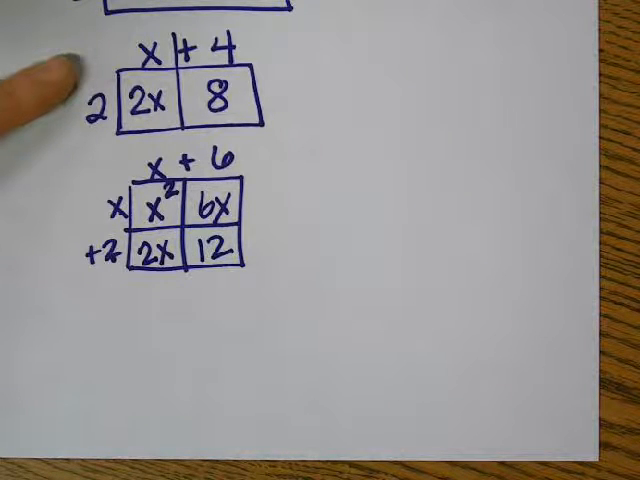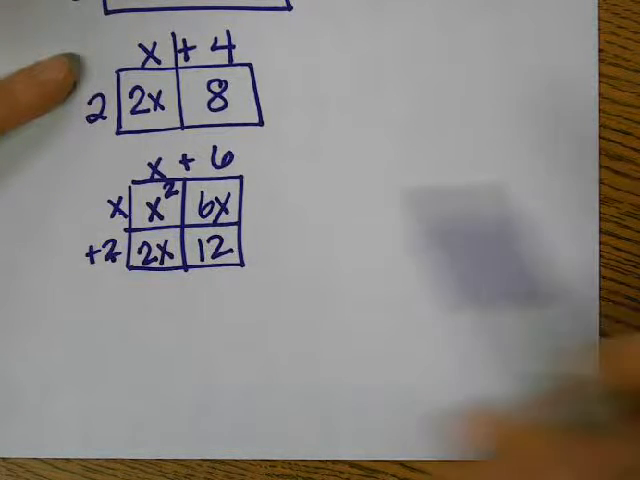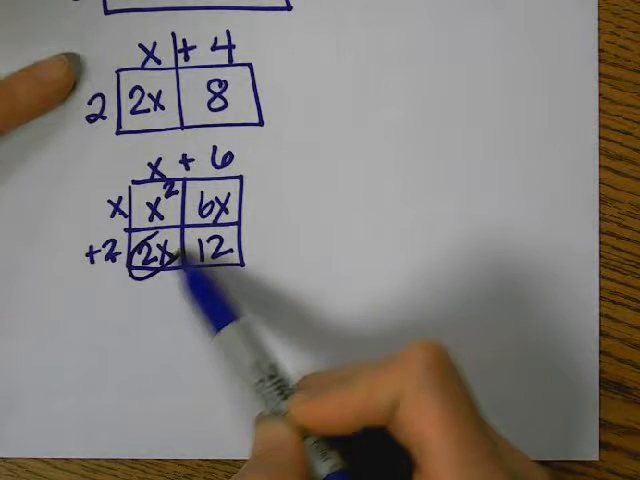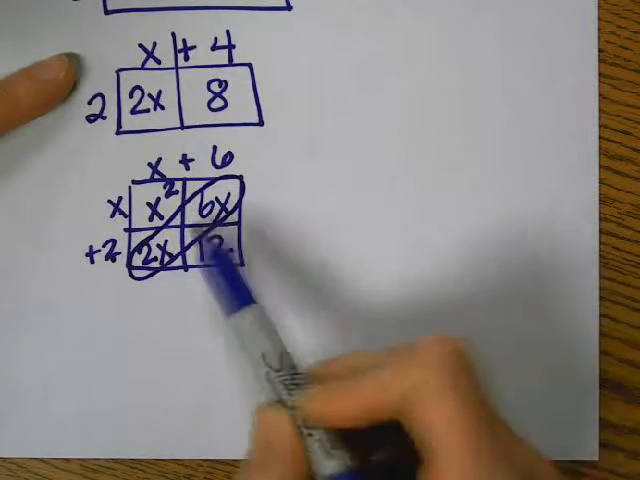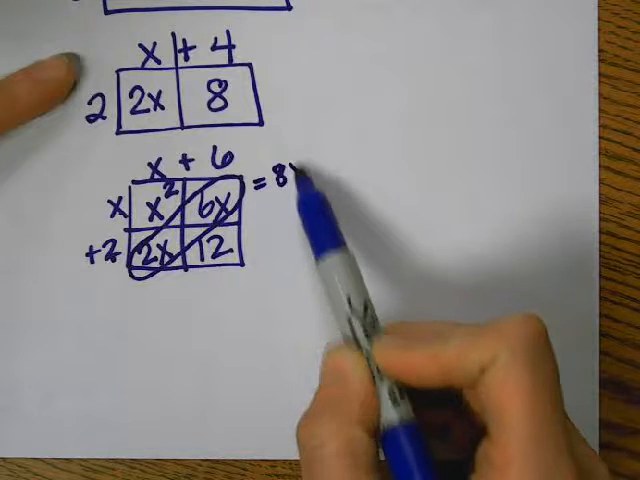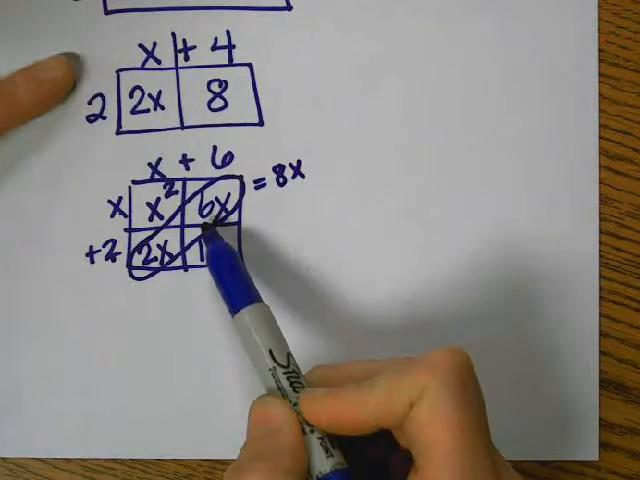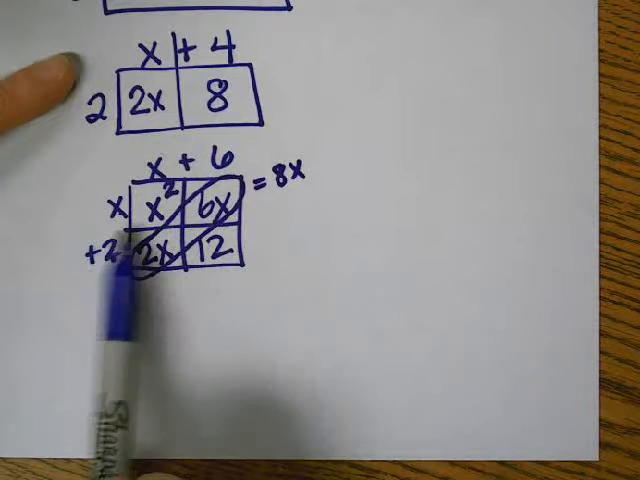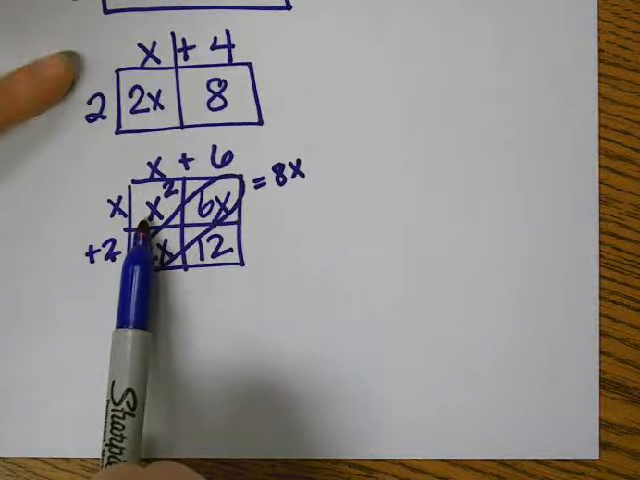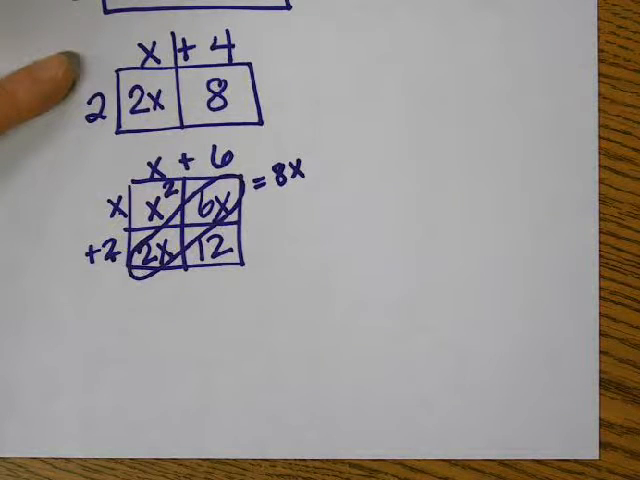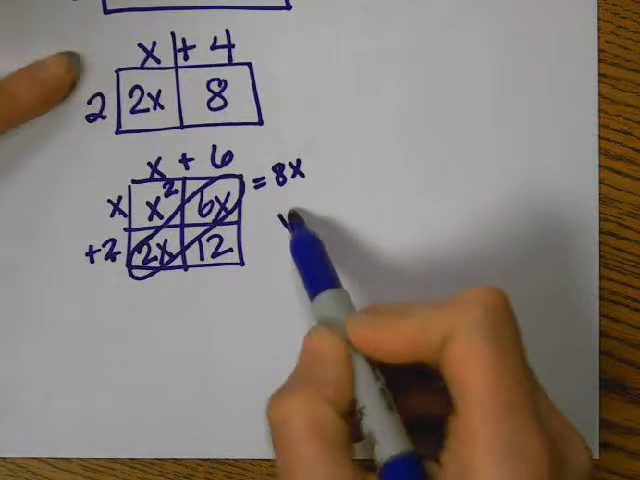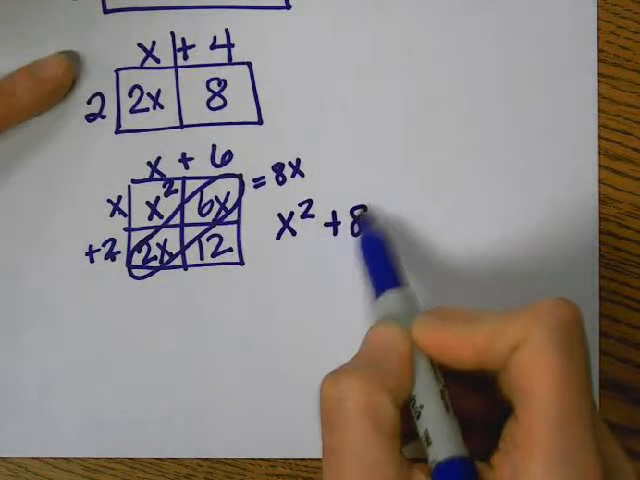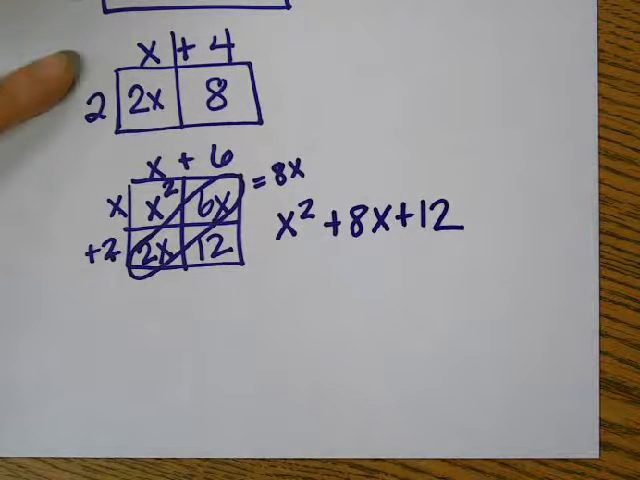And then when you're done, you're going to put together things that are exactly the same. So in this first box, it's 2x plus 6x, which is 8x. Does that make sense? 6x is here, 2x is here, 8x's. I cannot put my x squared with it because x squared has an exponent of 2. So this answer would be x squared plus 8x plus 12. Okay? So that's just finding area.